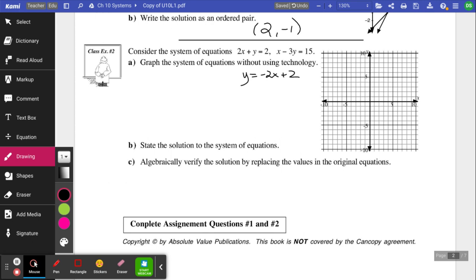Abby, Genesis, how do I graph that line? You go to 2. Go up to 2 on the y. Okay, and then, is there a point there? Yeah. And then you go down 2 over 1. Okay.